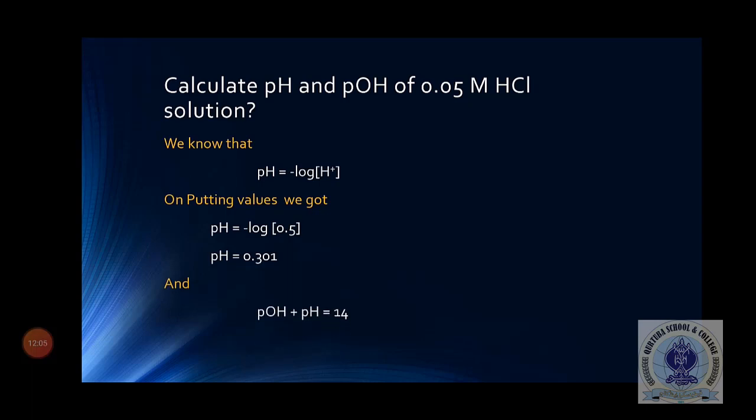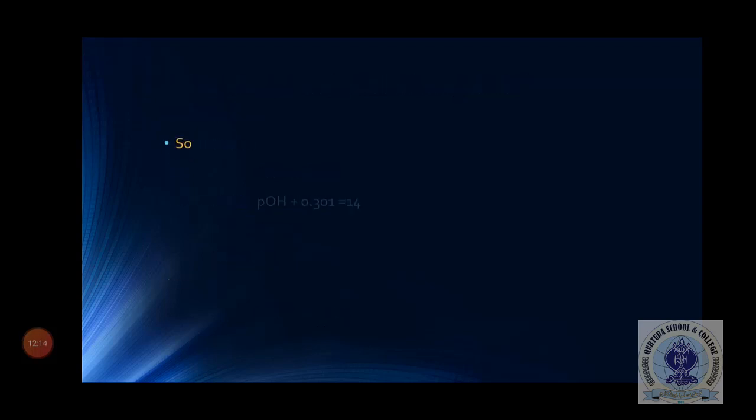So we have to calculate the value of pOH. For that we have to put the value of pH in our equation. When we put the value of pH in our equation, the equation becomes as shown. Now we transfer the 1.3 to the other side of the equality sign, so it becomes negative, and when we subtract it from 14, we get the value pOH equals 12.69.